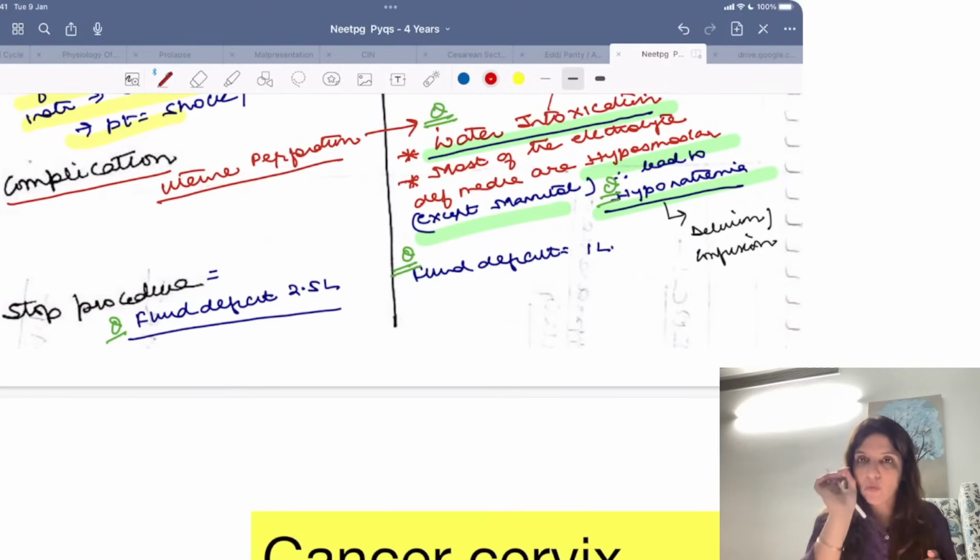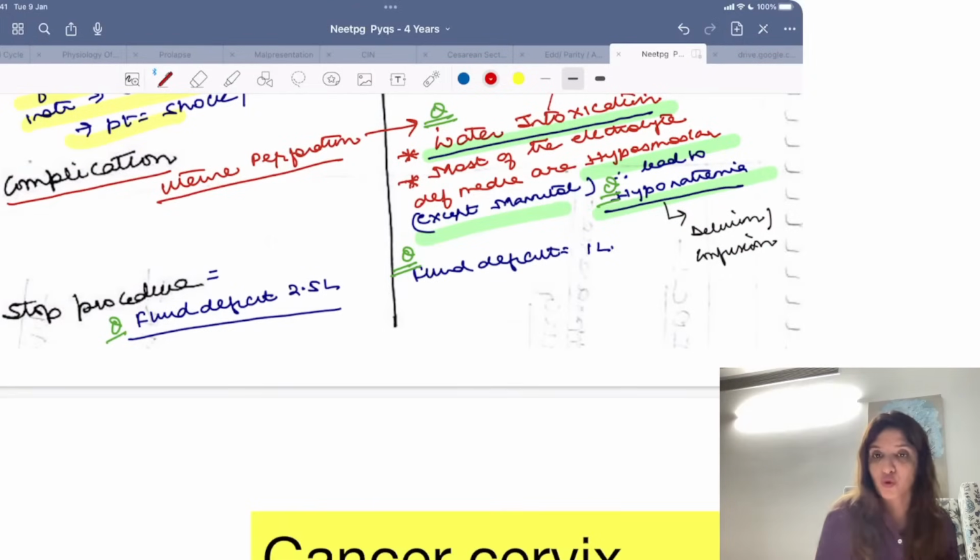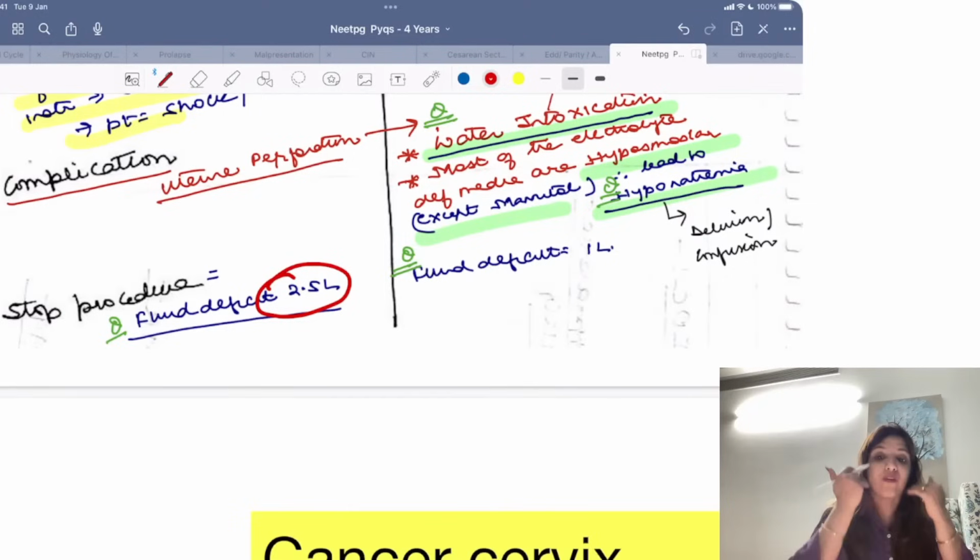Now, a question is asked: when should you stop hysteroscopy? What is the fluid deficit at which you should stop doing hysteroscopy? In case of electrolyte rich media, if there is a fluid deficit of 2.5 liters, in other words 2.5 liters of fluid has been absorbed by the patient's body, then you should stop hysteroscopy.